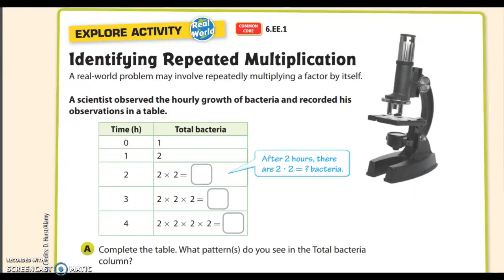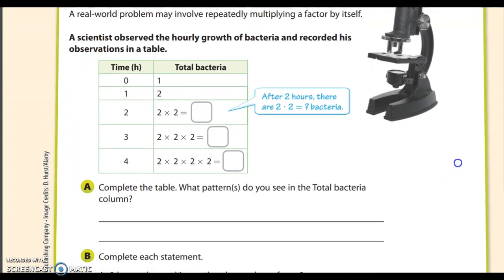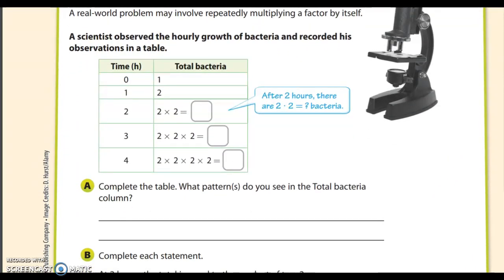A scientist observed the hourly growth of bacteria and recorded his observations in a table. The table looks like this. After 0 hours, there was one bacteria. After 1 hour, there was 2 bacteria. After 2 hours, it was 2 times 2, and you're supposed to solve that. That's 4. And after 3 hours, it was 2 times 2 times 2.